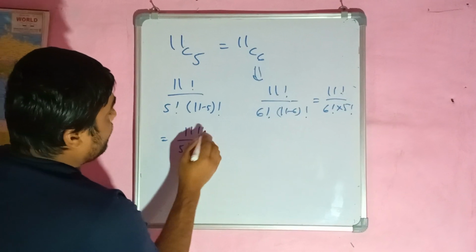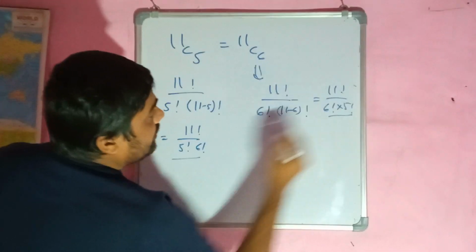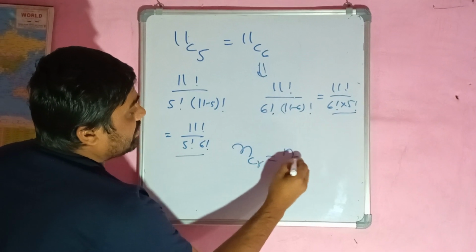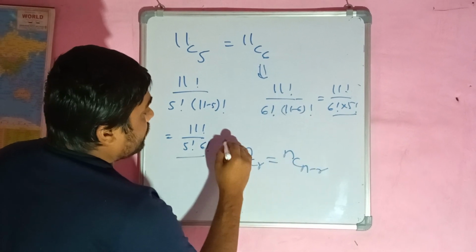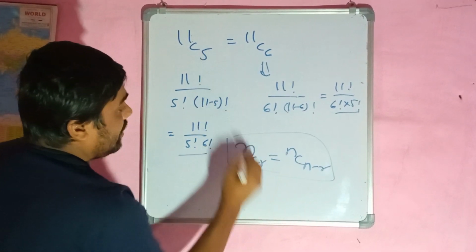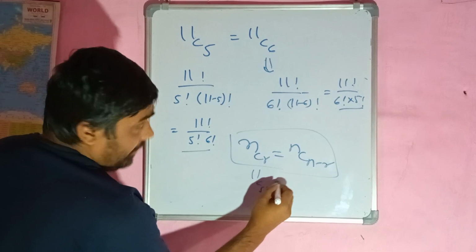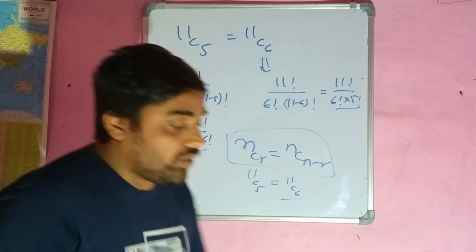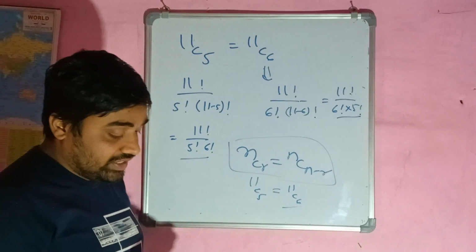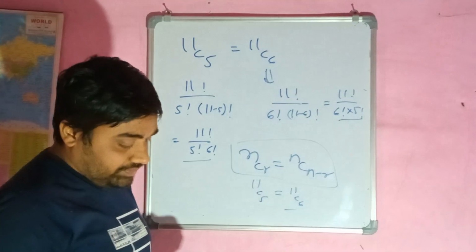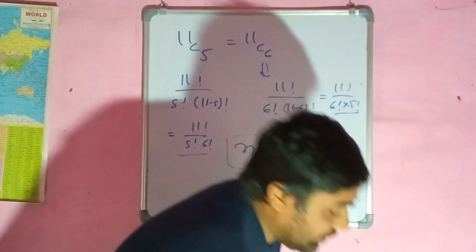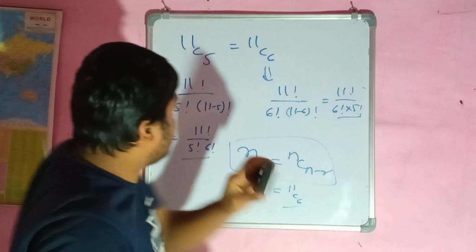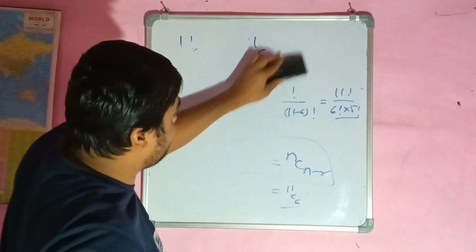Now see, this one is equal to this one. So we write nCr is equal to nC(n minus r). So by using this formula, you can see 11C5 is equal to 11C6. So this is the way that you can solve all these questions. It's a very interesting chapter. So now I'm going to say something more. Going to erase this one. See simply this one.